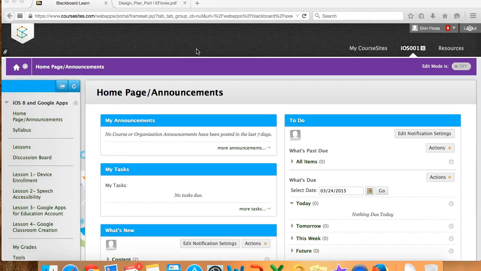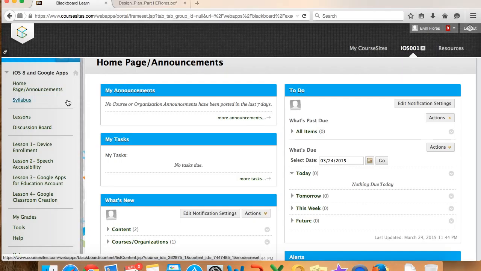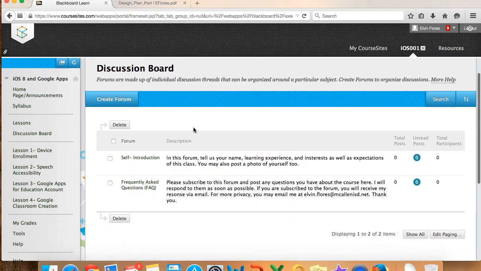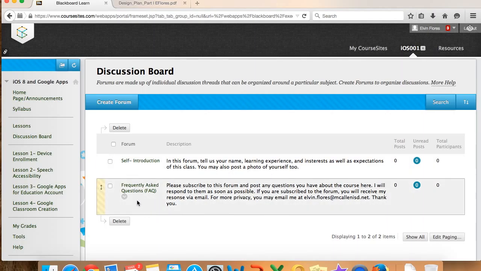Here I'm on the home screen, the homepage of my course sites. On the left hand side, I have my syllabus and, of course, any announcements that I have. I also have here access to all the lessons and a discussion board. In my discussion board, I have a little area where whoever's taking this course can ask any questions, and I did my best to have them subscribe so that way if there are any updates, they get emailed those updates.